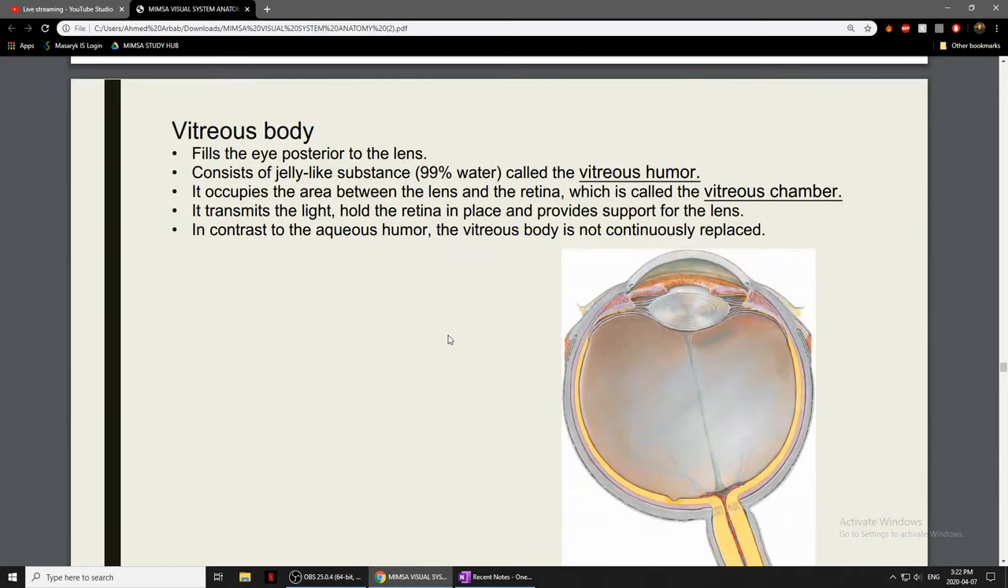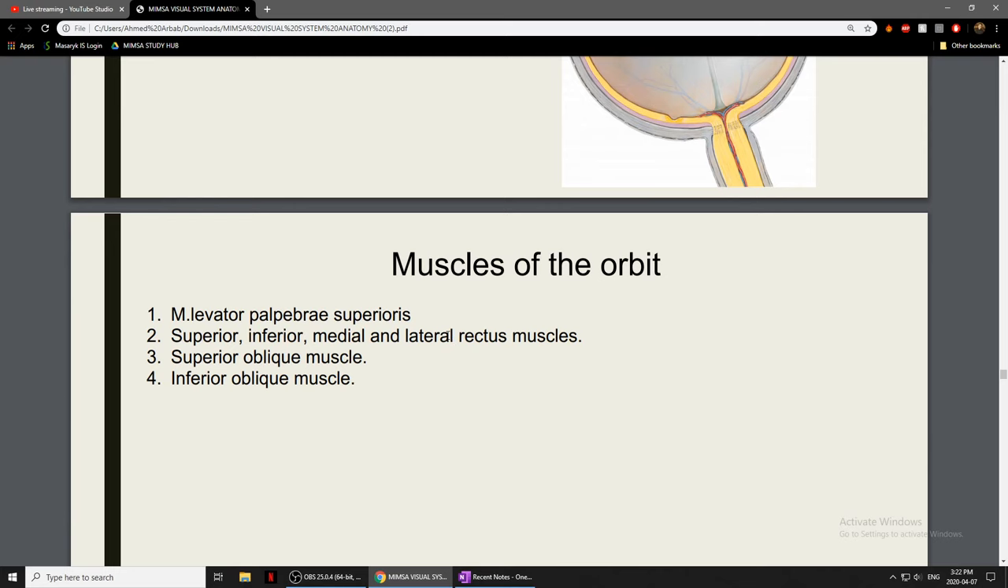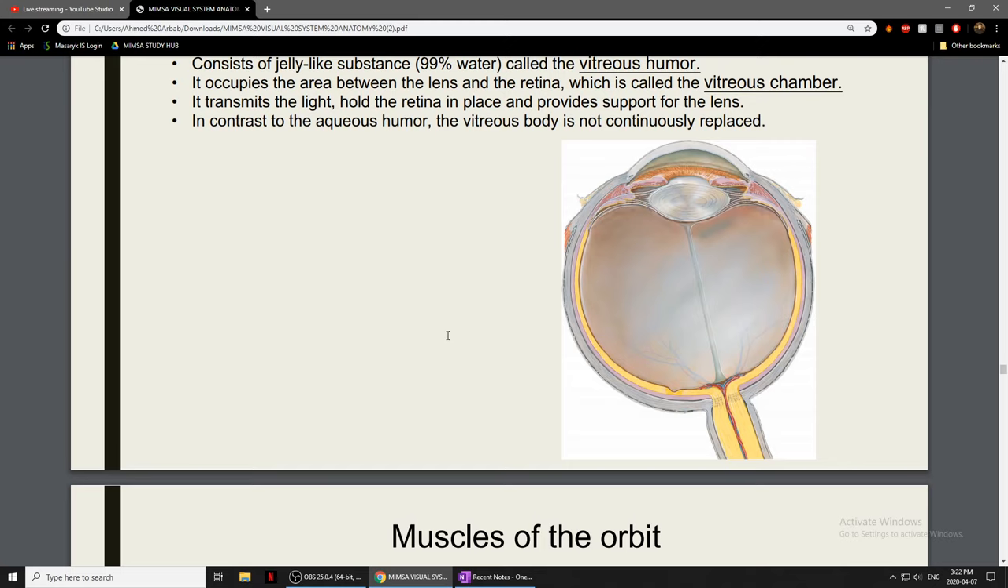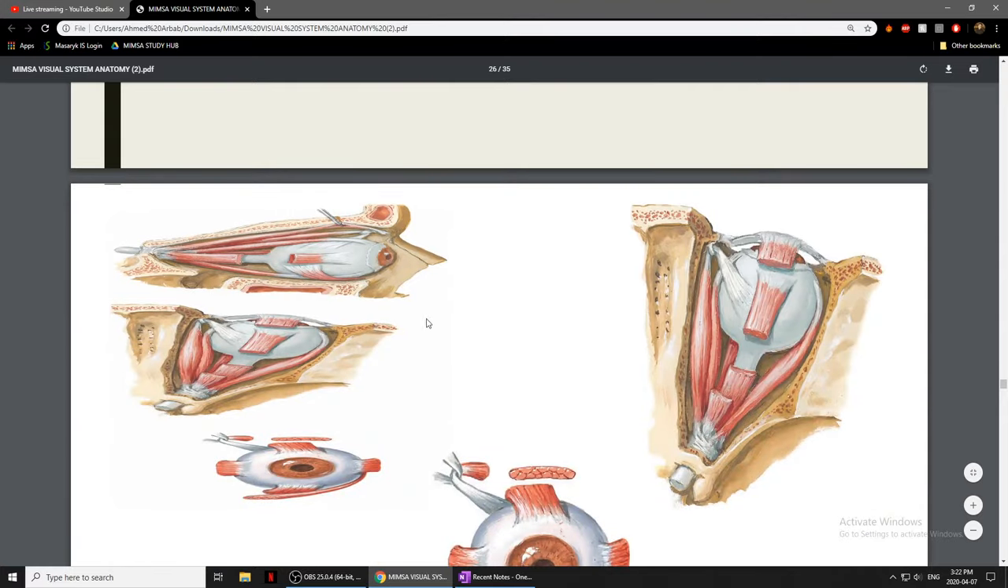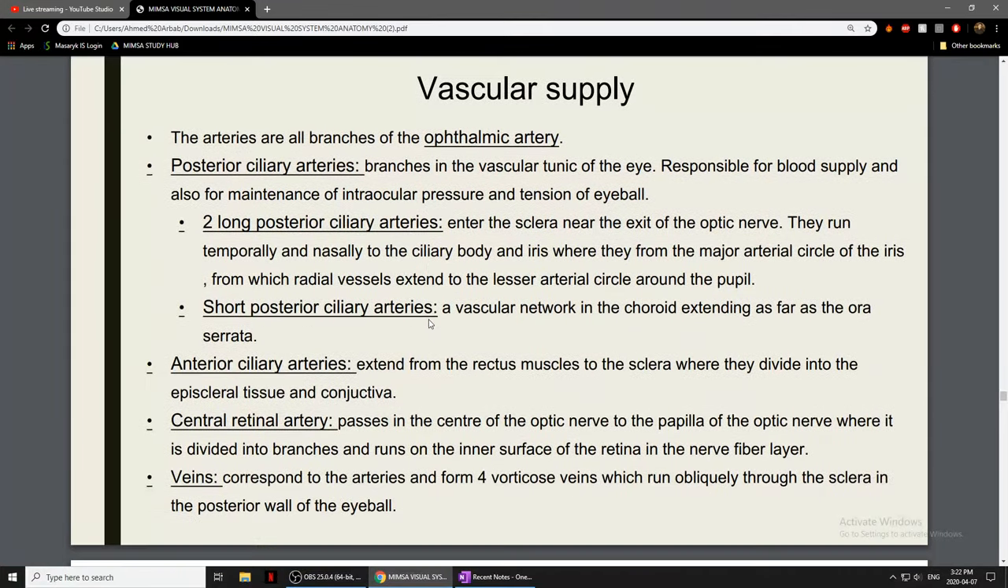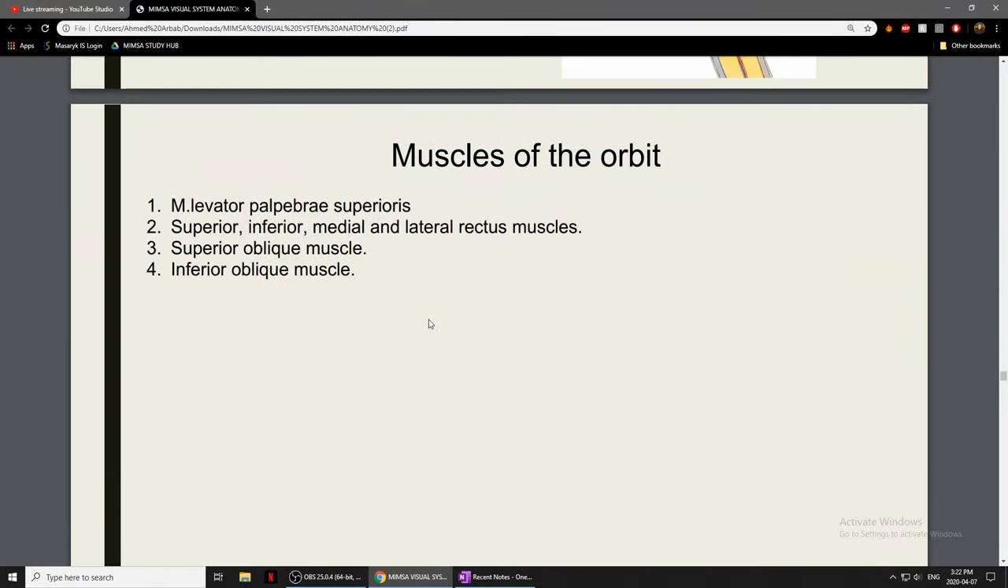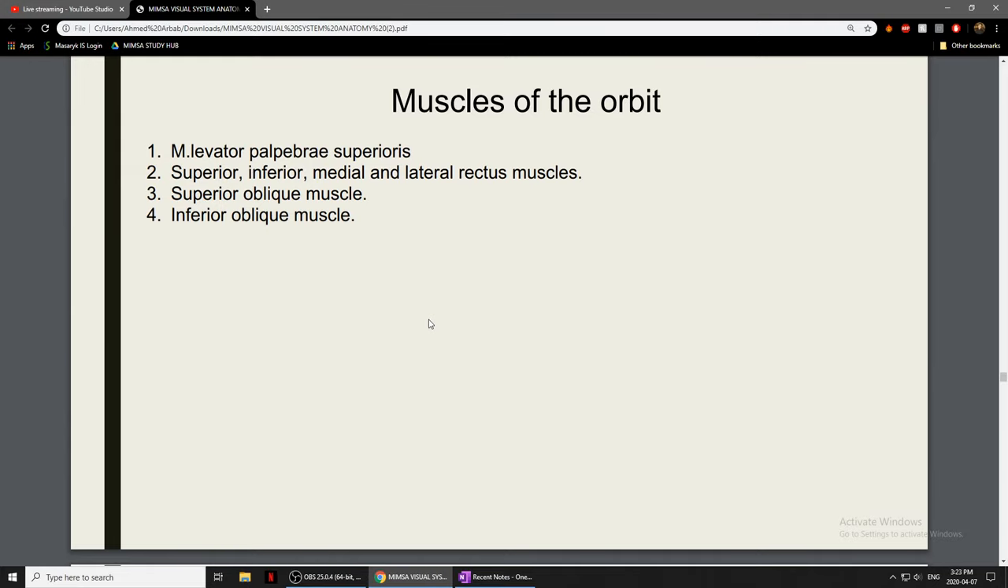Do you guys have any questions? I think we can move on to the muscles of the orbit, if you guys are okay. Alright then, let's move on. So, we can talk about the muscles of the orbit.